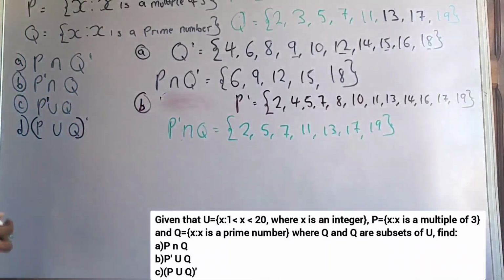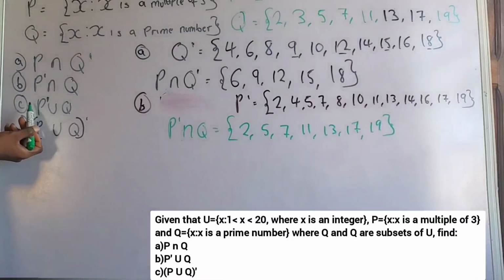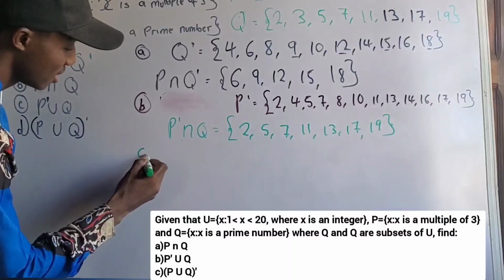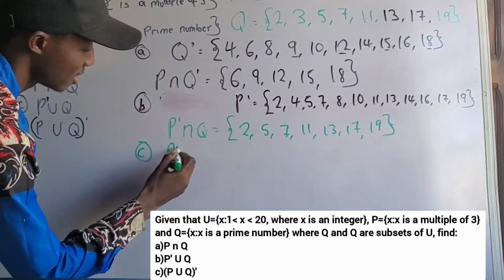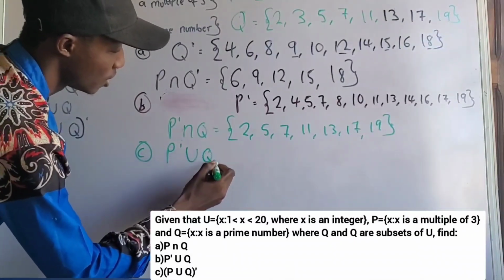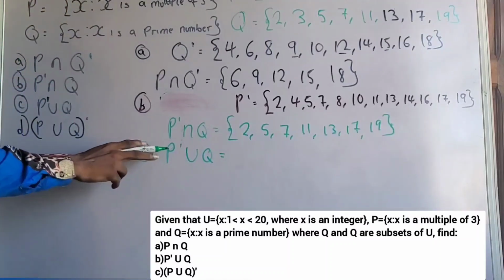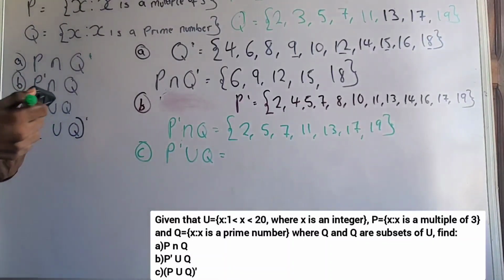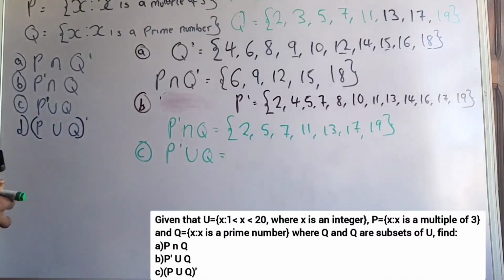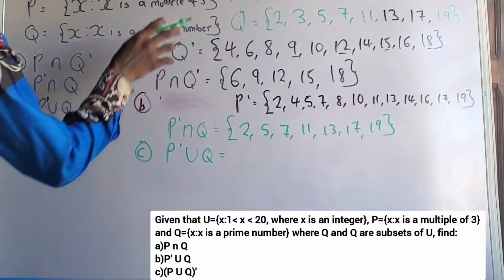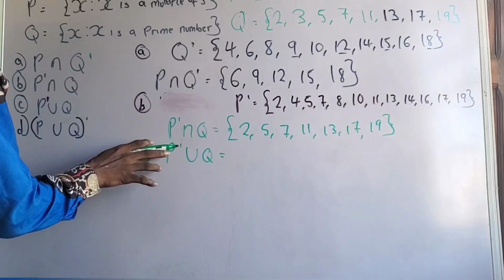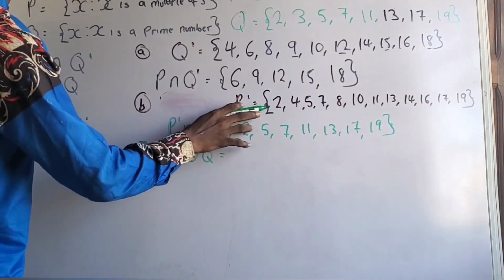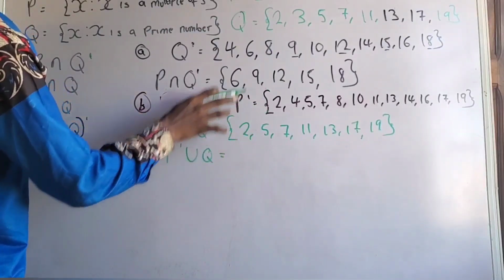Okay. The next question under that question is this: P complement union Q. That is P complement union Q. Don't forget that I told you that this sign that you see here, which is complement, is also the same thing as prime. You understand? You can call it prime or complement. So now, for this, P complement is this.